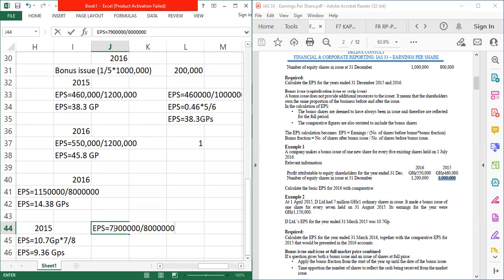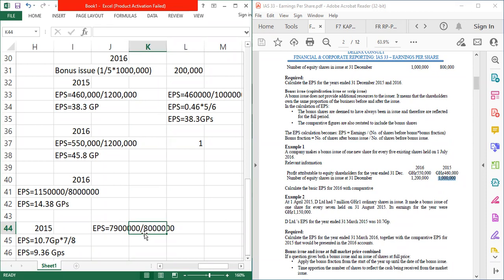9.36. Okay. So that is it. You can do it like this, or you just find a bonus issue fraction. You can see that after we restate for the bonus issue, we have 9.36. Even if you now consider the bonus issue, you still get the same figure.